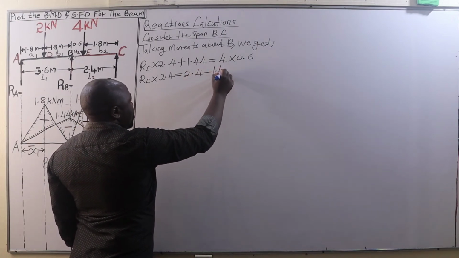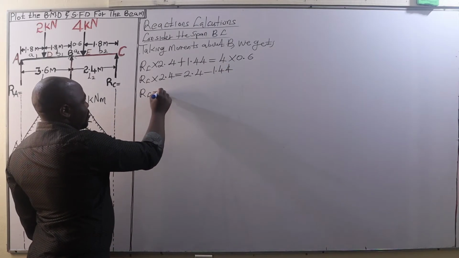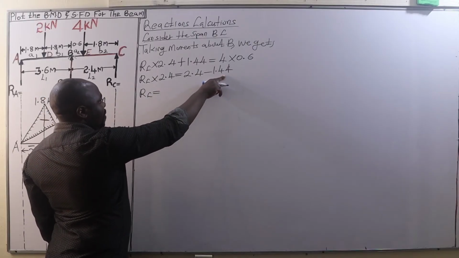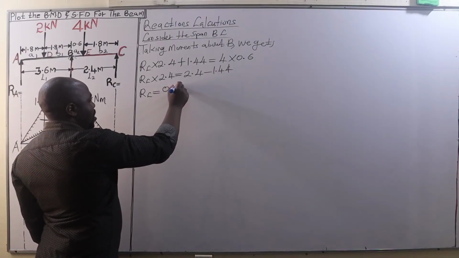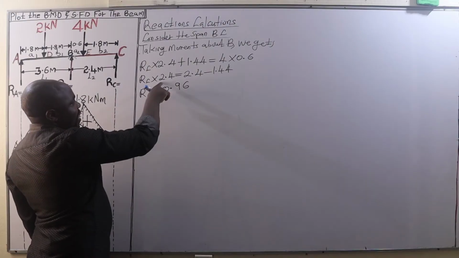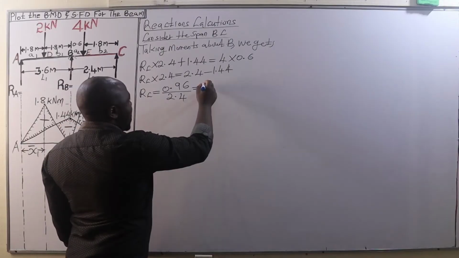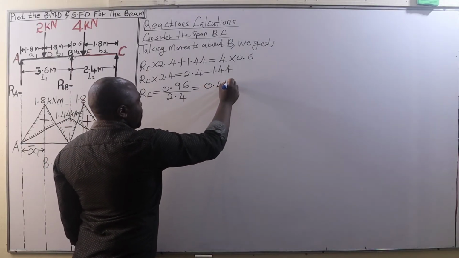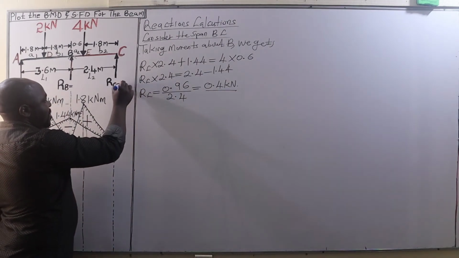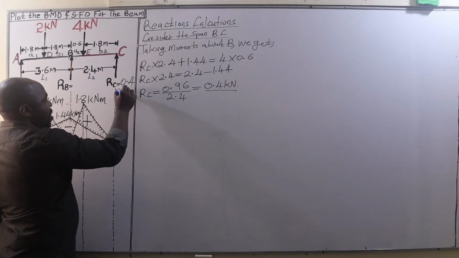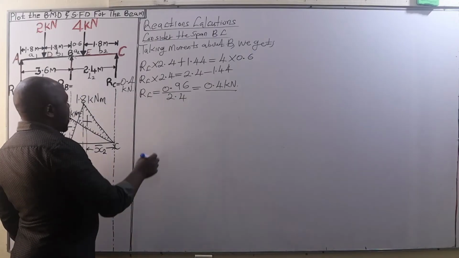Good. So this is going to be RC times 2.4 being equal to 4 times 0.6, which is 2.4, minus 1.44. RC times 2.4 is 2.4 minus 1.44, that is 0.96. So that is going to be equal to 0.96, and then we divide by this 2.4. So that is going to give us a reaction of 0.4 kilonewtons. Therefore, the reaction at C is 0.4 kilonewtons.